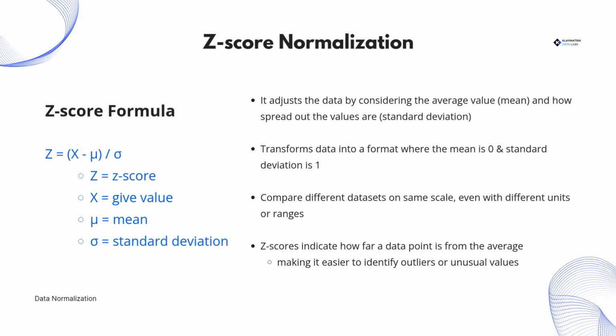Now, let's explore z-score normalization. Z-score normalization transforms data so that it has a mean of 0 and a standard deviation of 1. This makes it easier to compare values from different datasets, even if they have different scales. It is especially useful for detecting outliers, as values far from the mean will have extreme z-scores. This method is commonly used in statistical analysis and machine learning models.